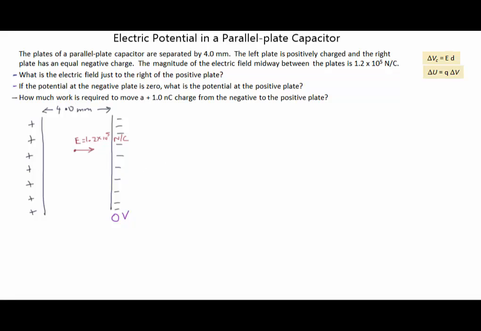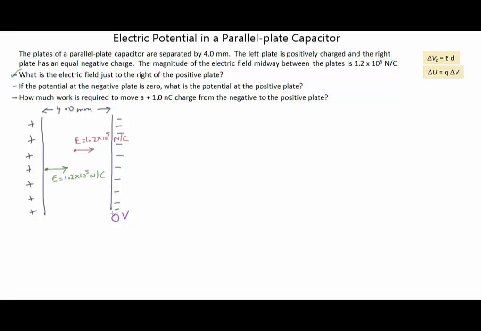The first one is easy. It's asking for the electric field over here. All we got to do is remember that the electric field between the plates of a parallel plate capacitor is uniform, so it's the same everywhere. So if it was given to us at the midpoint, the electric field here is also 1.2 times 10 to the 5 Newton per Coulomb. So we're done with that.